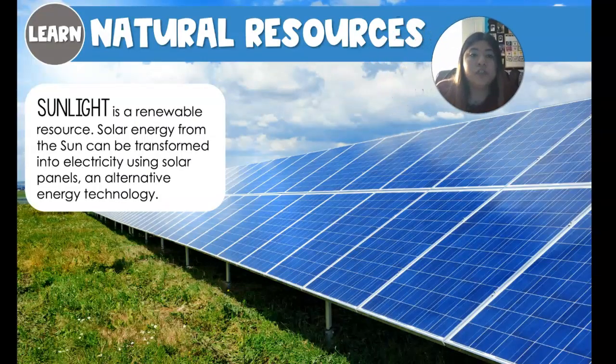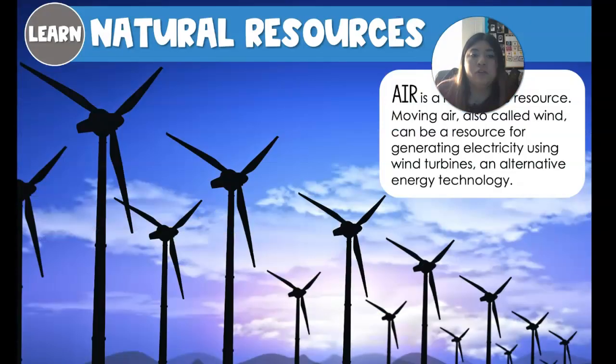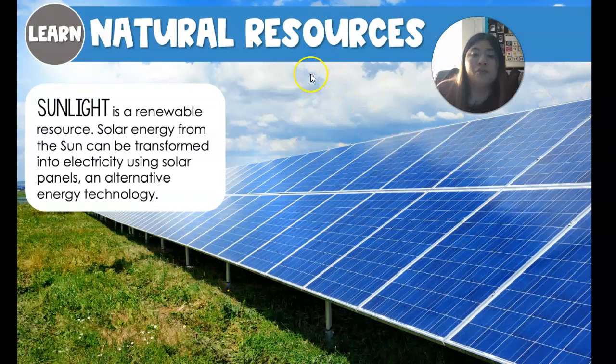Natural resources, another example is sunlight. Sunlight is a renewable resource. Solar energy from the sun can be transformed into electricity using solar panels and alternative energy technology. So to give us energy, electricity, we could use these wind turbines, which makes it move and it gives us energy. Or we could use these solar panels. What happens is that the sunlight hits these and it saves the energy from the sunlight. And then whenever you need it and you turn on something, then it gets the power from the sun.